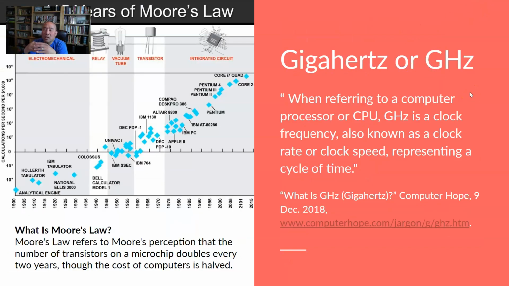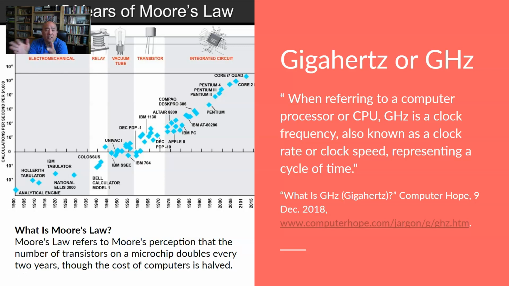Now we need to describe something called gigahertz. The gigahertz is referring to the clock speed, how fast your computer is. On this screen, I also show you a little bit about Moore's Law. Gordon Moore was a co-founder of the chip company called Intel, and he came up with this law.